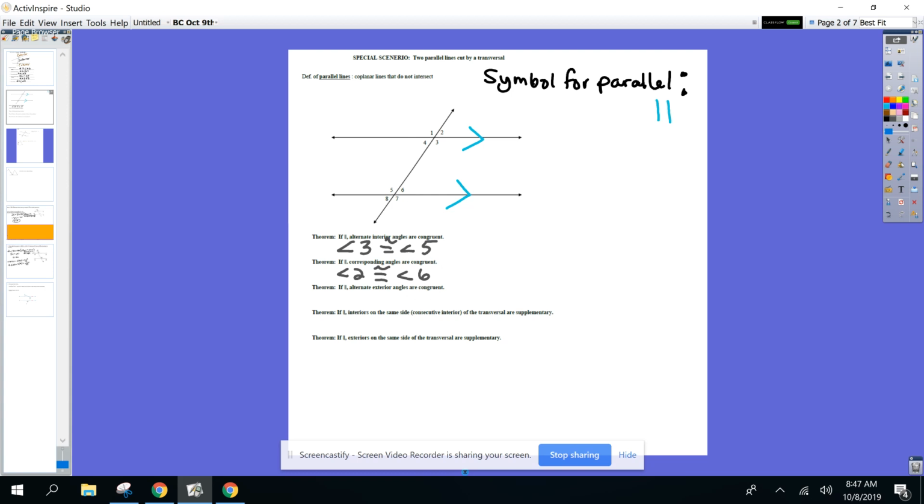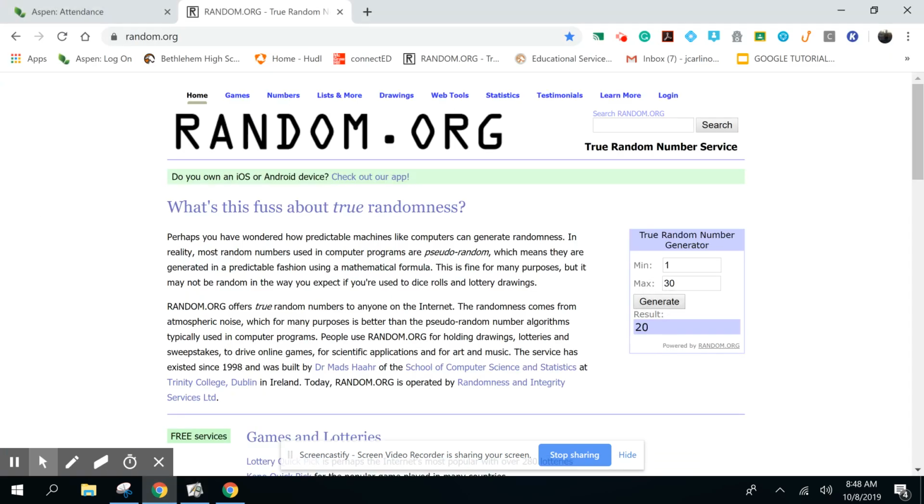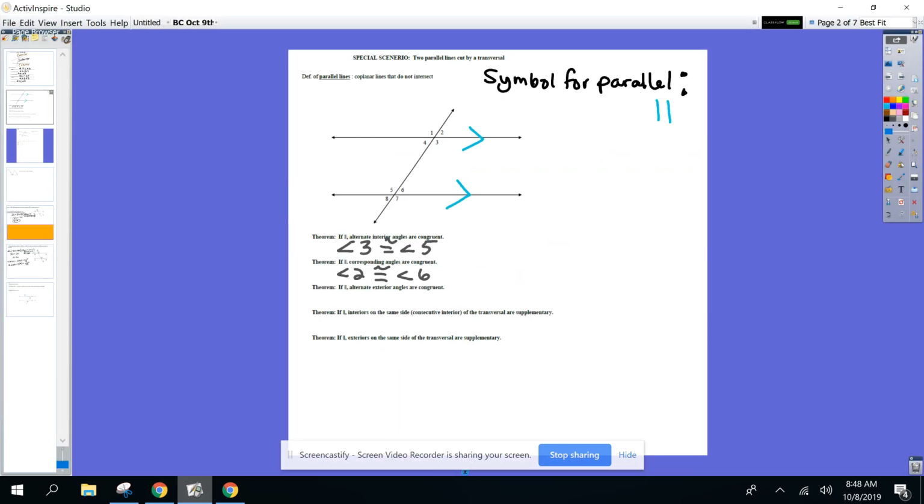The alternate exteriors. Alternate exteriors are now congruent. So give me a pair of alternate exterior angles on my diagram. 20, pair of alternate exterior. Good. 1 and 7 are now congruent. Geez, guys, it just looks like all 8 angles are going to be congruent. No. They're not all congruent.